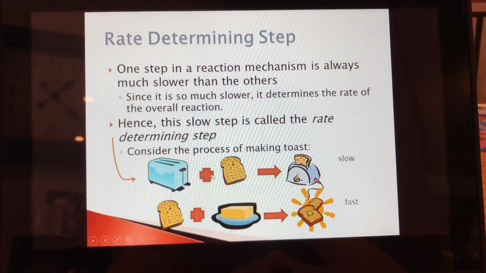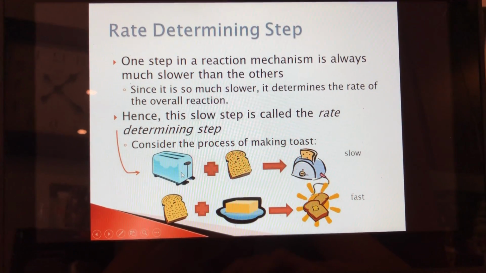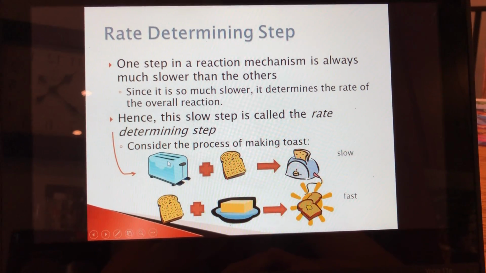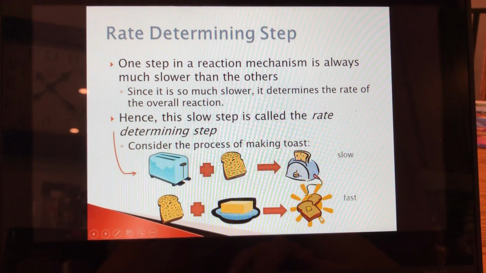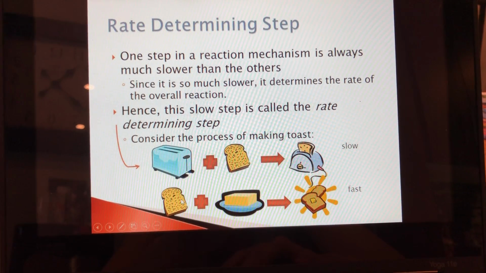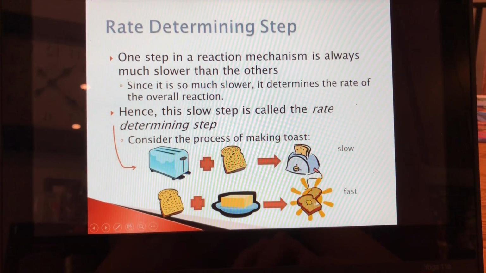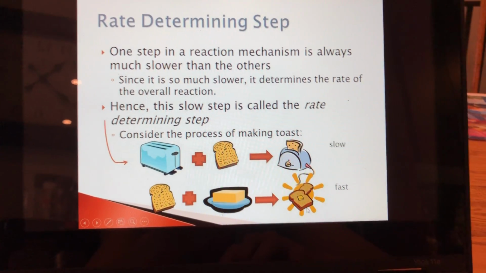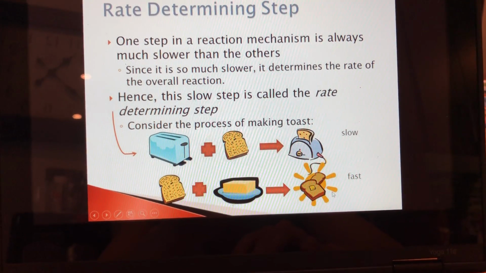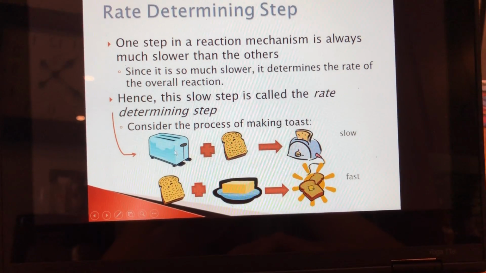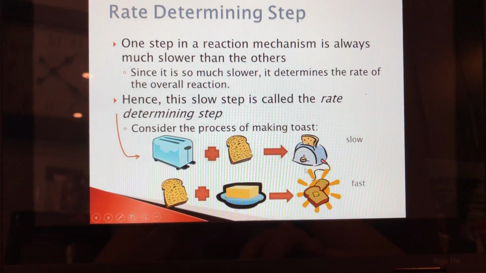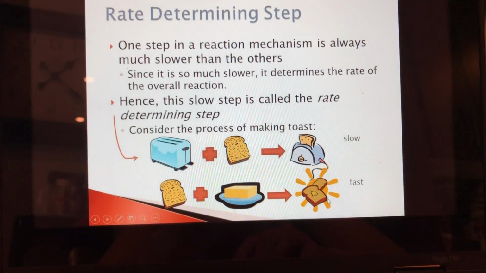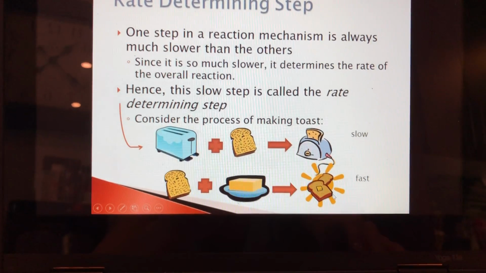So let's say we wanted to make buttered toast in the morning. If you wanted to write out this reaction in a series of steps, step 1 would be putting the bread into the toaster and your product is toasted bread. Step 2, which is the fast step, is putting the butter on the toast and you have your product here. Okay, so the whole overall rate of this reaction is determined by this slow step. This step determines how fast we will get our buttered toast.